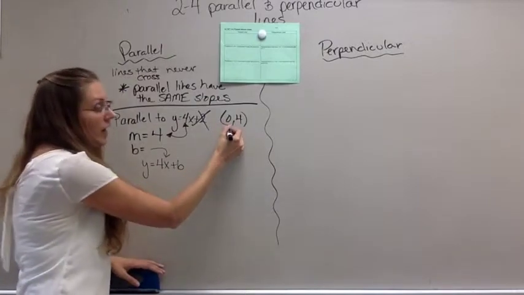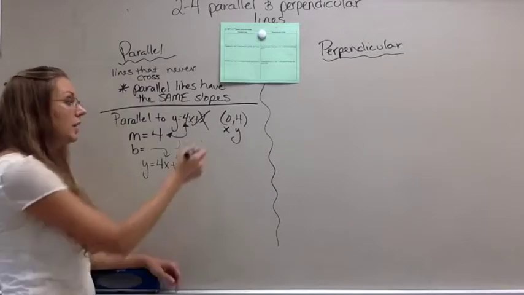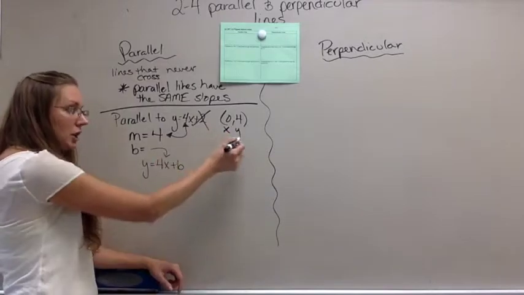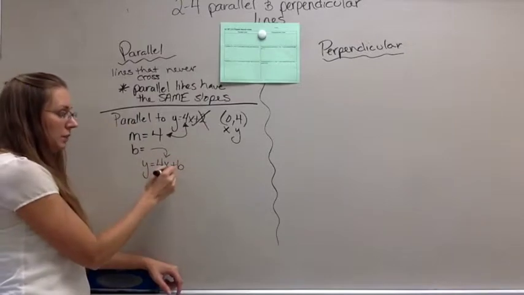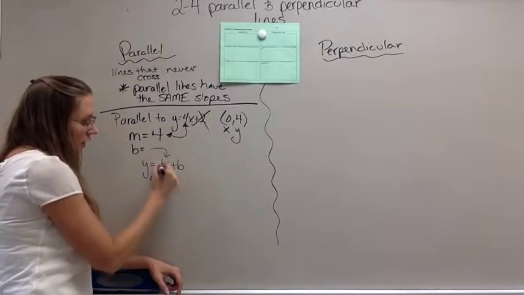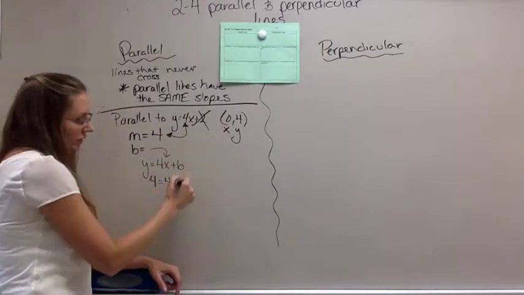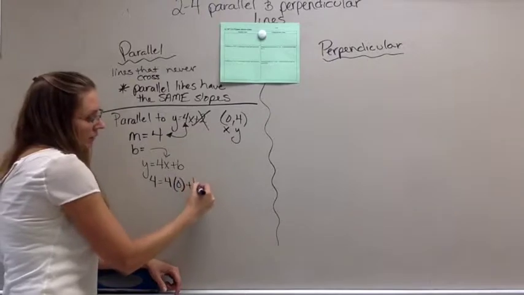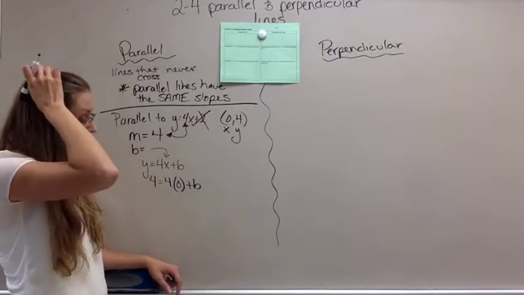So, if I think this is an x, this is a y, see how familiar this is to what we've just been doing? I'm going to plug in my x to my equation and my y to my equation. So instead of being y equals 4x plus b, my y is going to become 4 equals my m, I already plugged it in, times my x, 0, plus b. Again, I don't know my new b. I need to keep that as a variable for the time being.